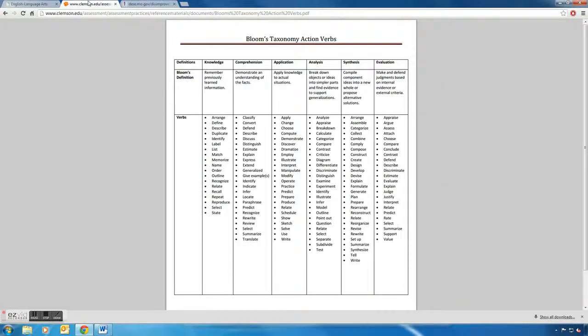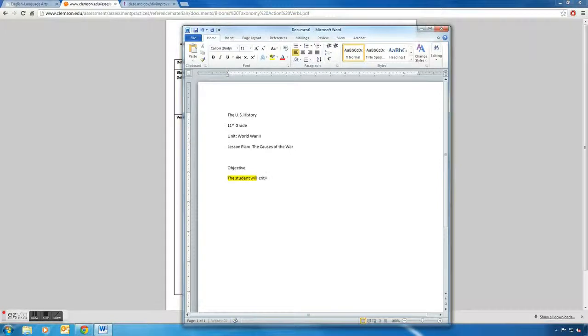So I pulled up my Bloom's taxonomy. It moves from easiest to hardest, knowledge to evaluation. So I want to pick a good middle of the road. Let me find a good verb here. I like the word separate or criticize. So I'll do criticize. The student will criticize. So this is my verb.